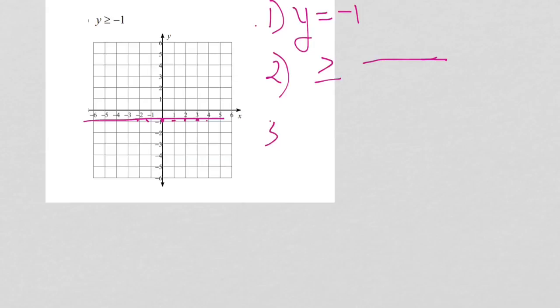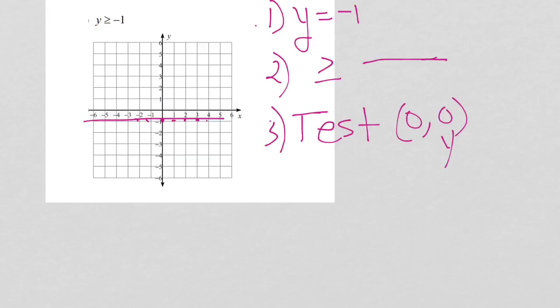Now we need to test a point. I don't know why my stylus isn't working here. Now we need to test the point 0, 0. Well, I only have y values in my equation, so I'm only going to plug in a 0 for y. So 0 greater than or equal to negative 1. Is that a true statement or a false statement? Well, here's 0, 0. This is true.